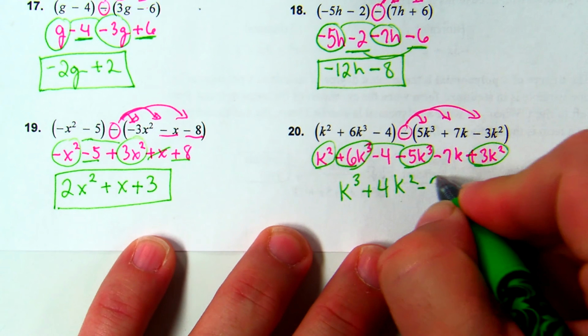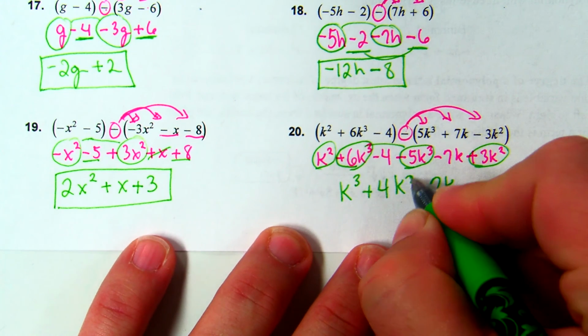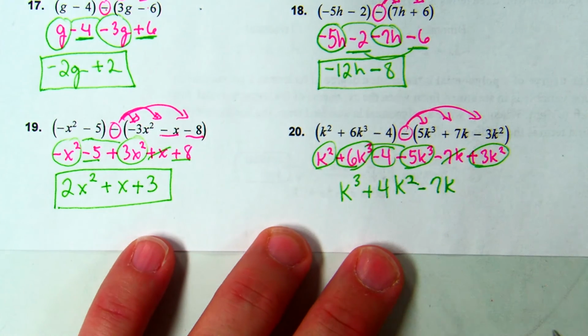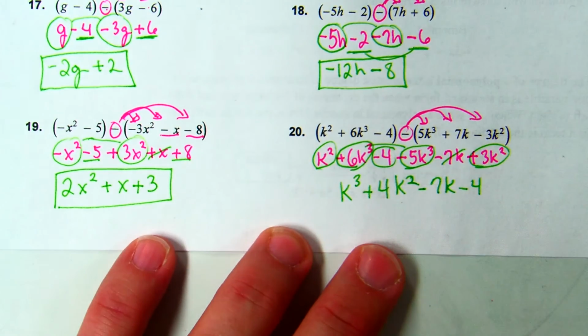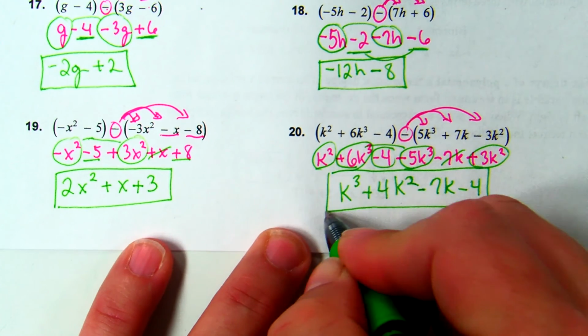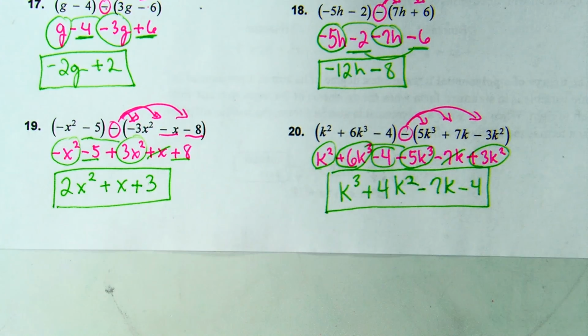So minus 7k. And then the only constant we have in here is the minus 4. So in standard form, we should end up with k cubed plus 4k squared minus 7k minus 4. And that's your answer for number 20.